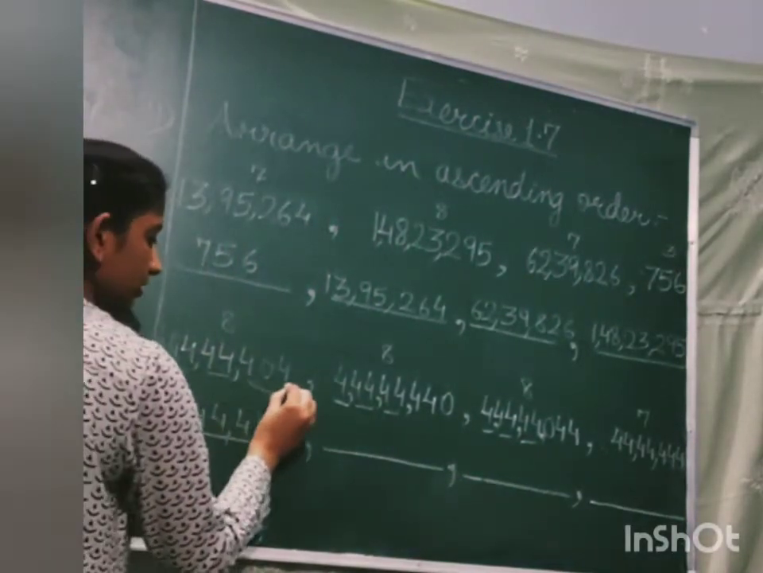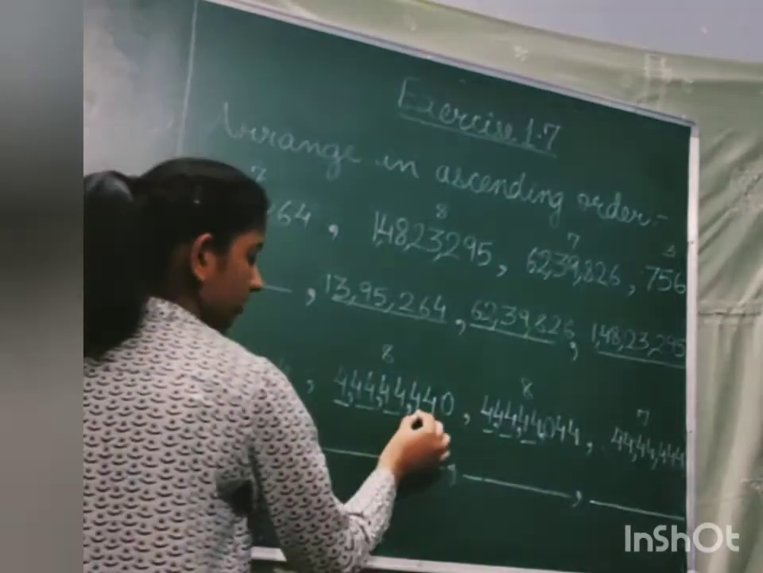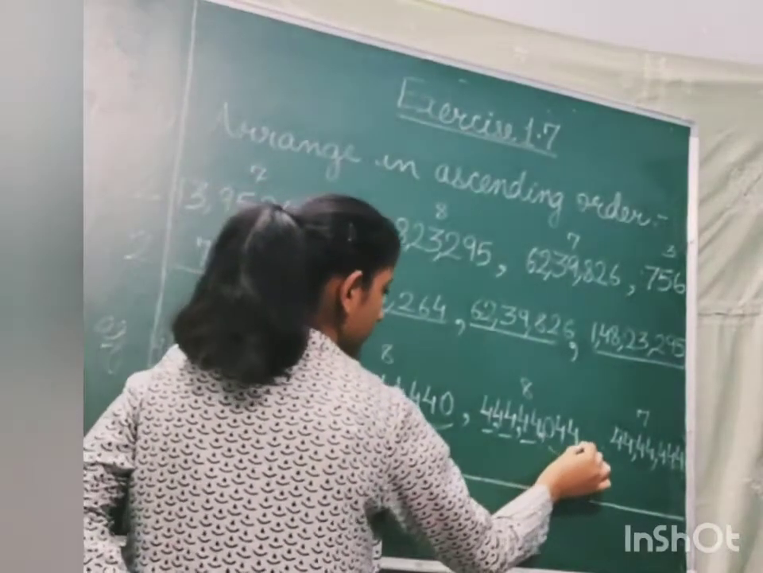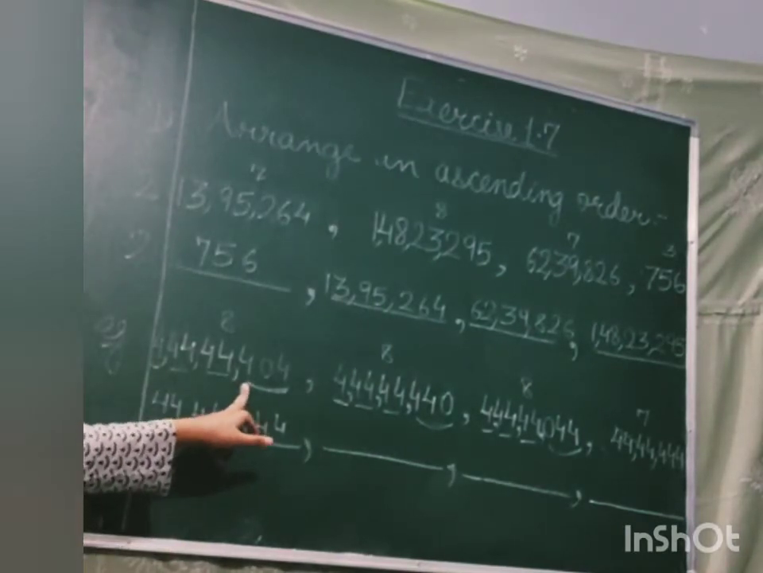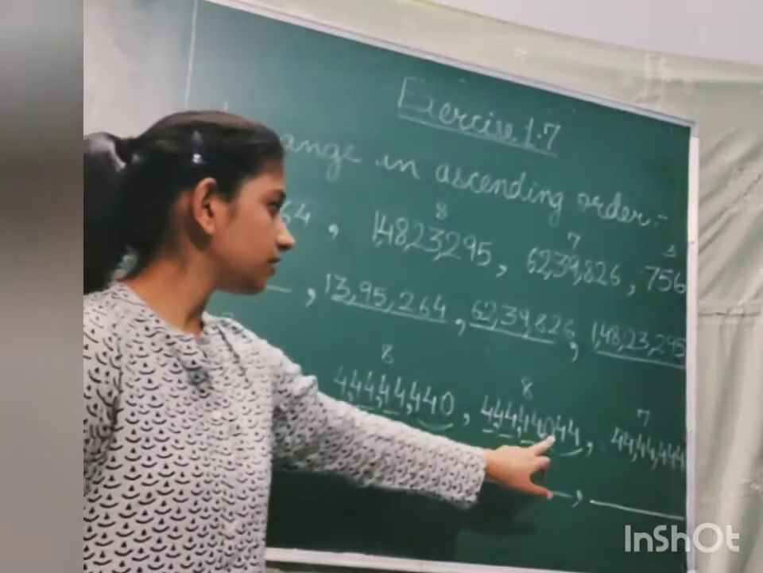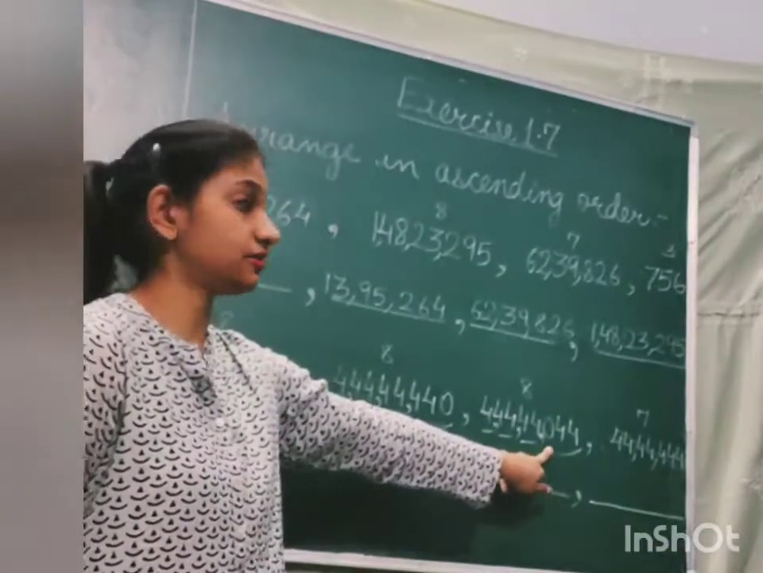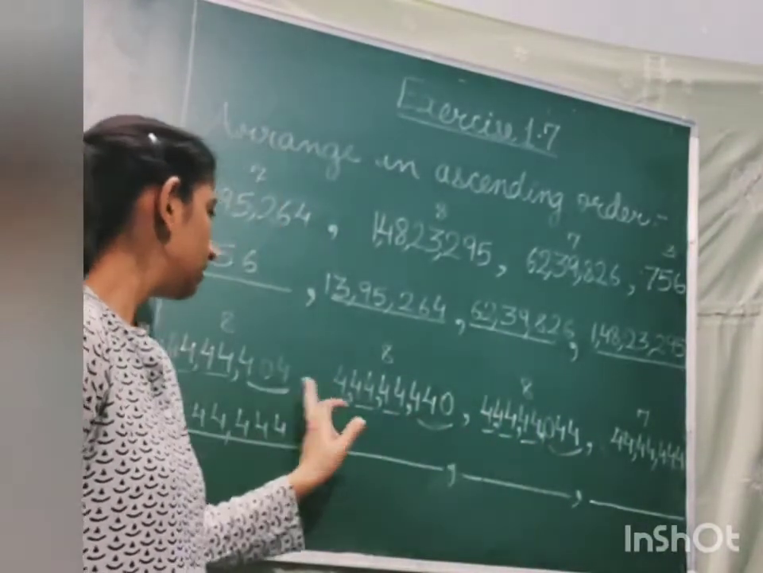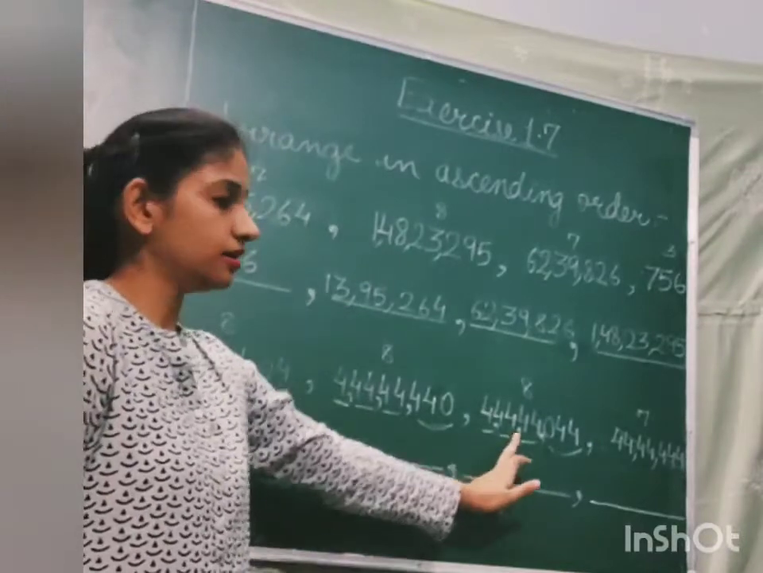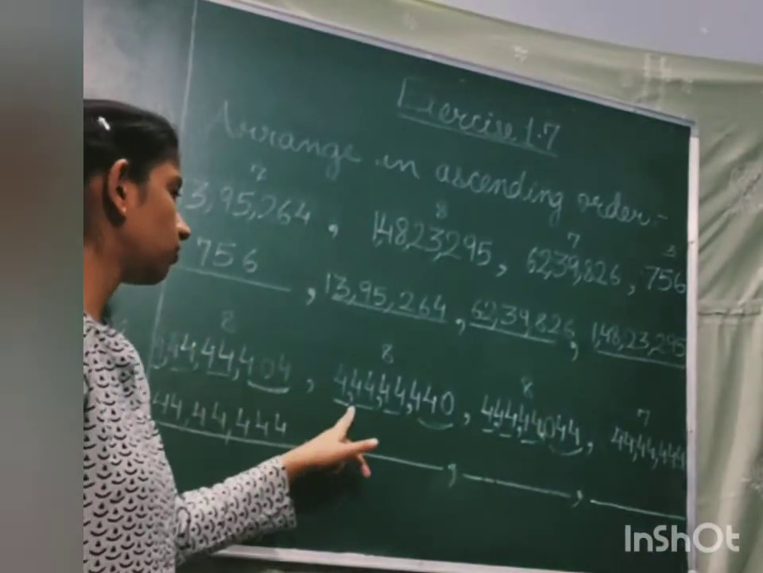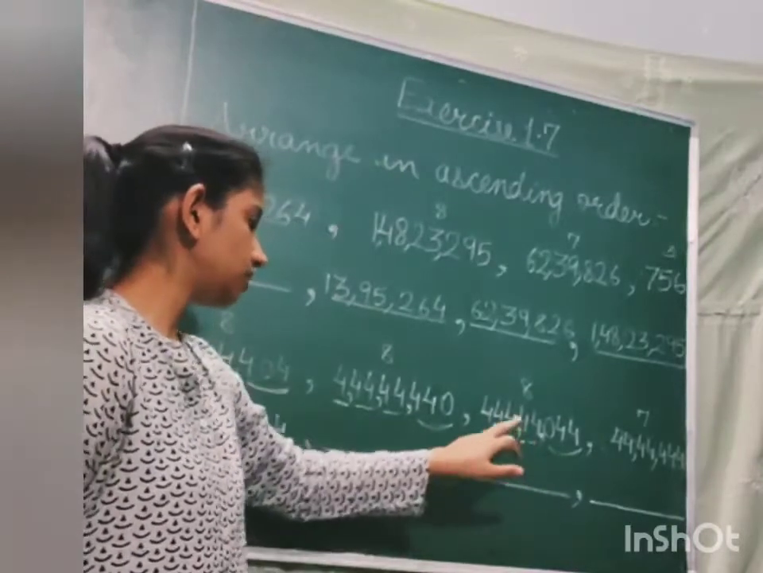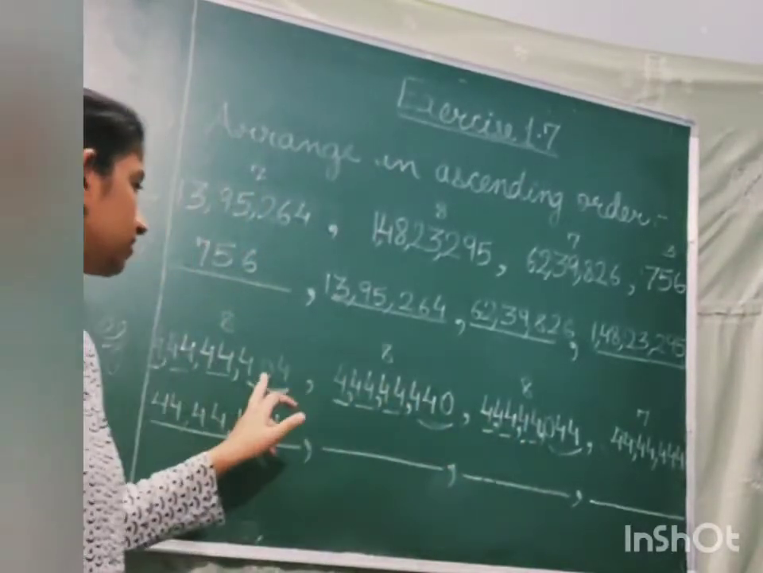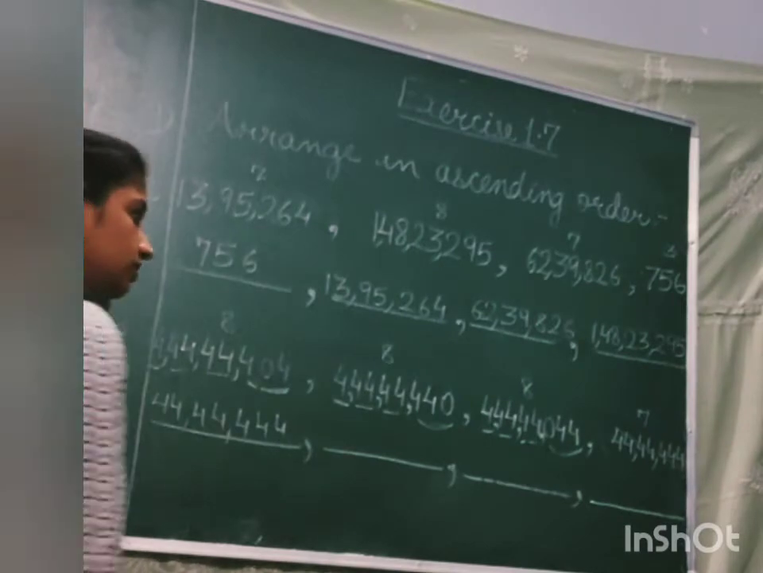This is 404. This is 440. And this is 44. So here you have 400. Here also you have 400. Here you don't have any hundreds. So which means this is the smallest out of the 3. All have 4 crore, 44 lakh, 44,000. But this one doesn't have any 400s. This one also has 400. This one also has 400. So this is the smallest.